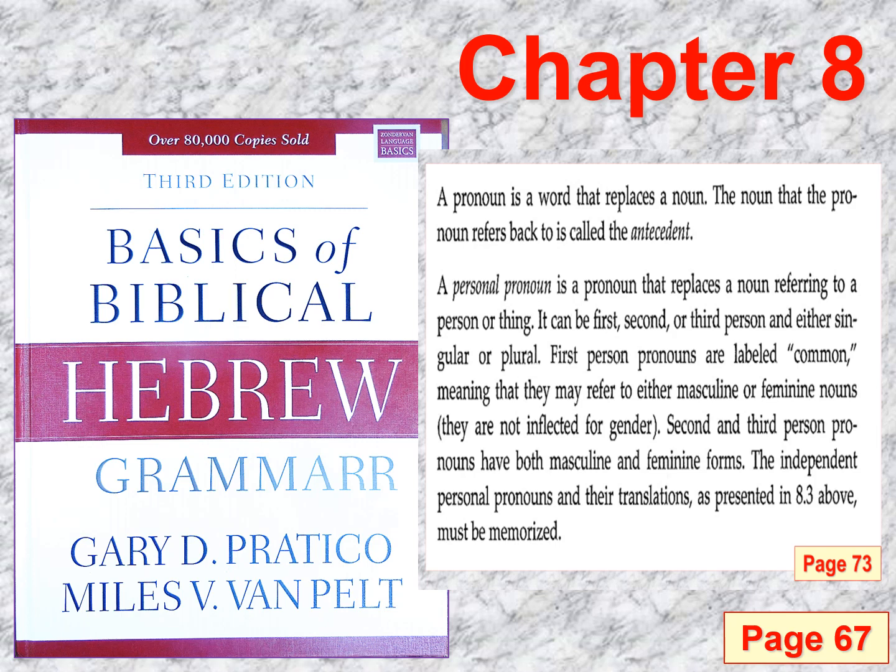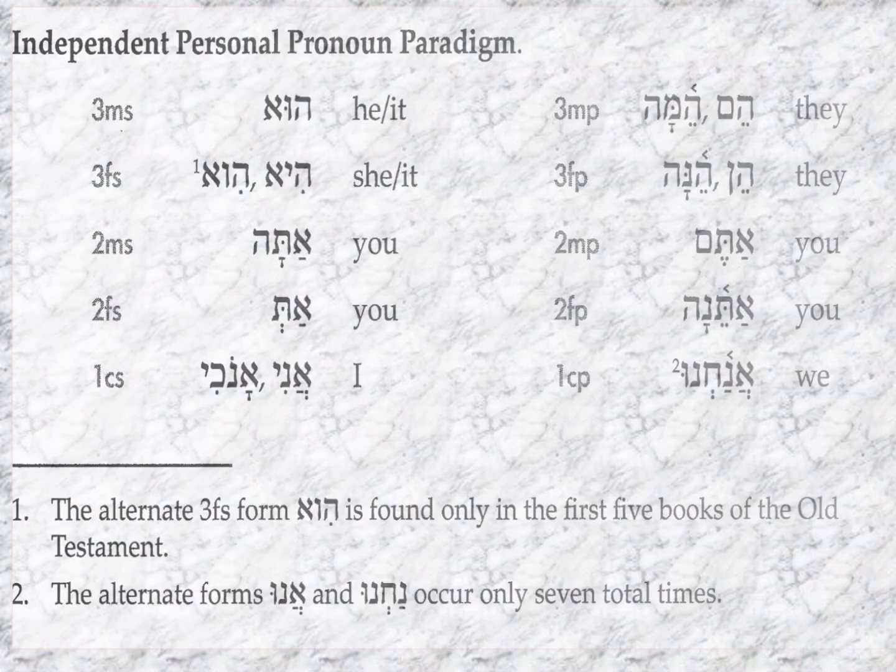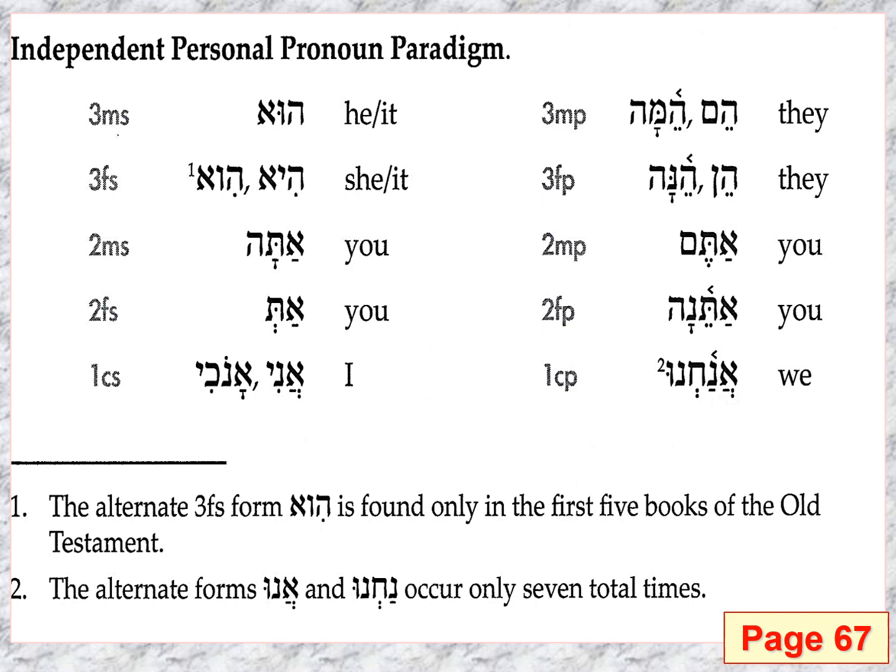The way to approach this chapter is to take the personal pronouns as vocabulary and have vocabulary cards for each one. Let's take a look at this chart on page 67. Again, we go from the sphere of the third person to the sphere of the second person, and then to my own personal sphere with common singular, me, or maybe I include us, the common plural as well. So let's go down the columns in the singular, and then we'll go down the columns in the plural.